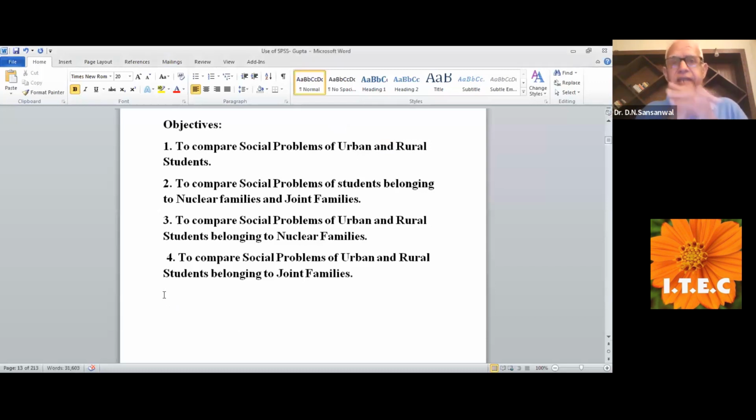So I've taken two examples of qualitative research, where you can write the title of the paper and where you can write the title of the thesis, and you write the objectives also. Now I'm going ahead with quantitative data.